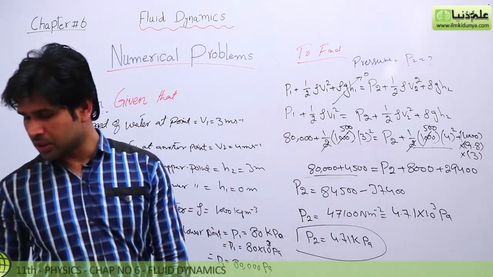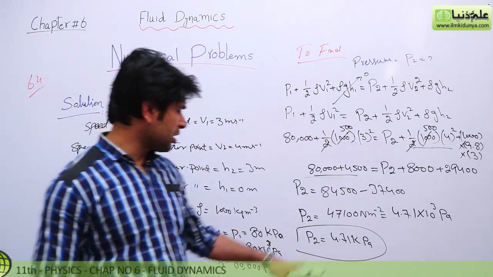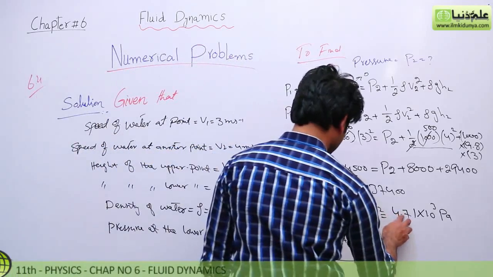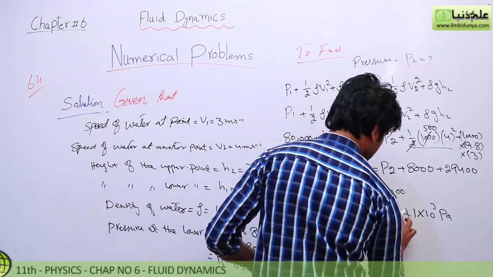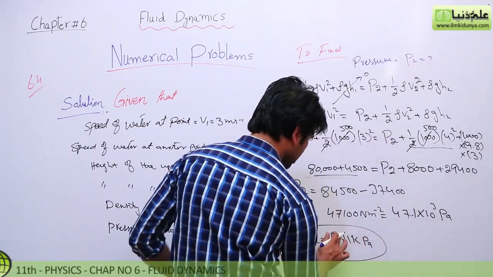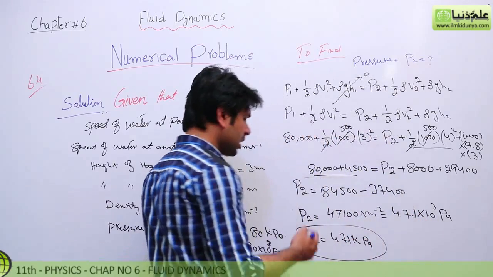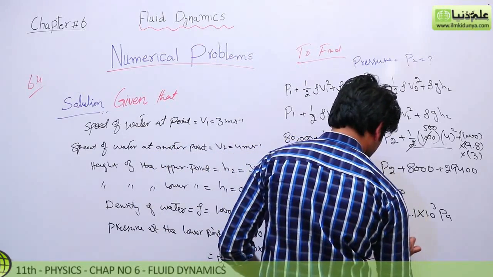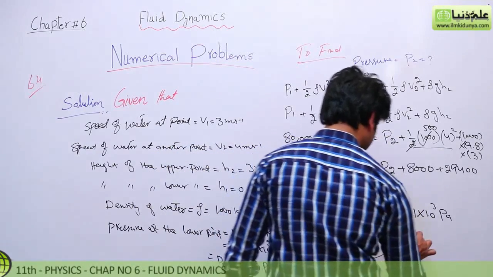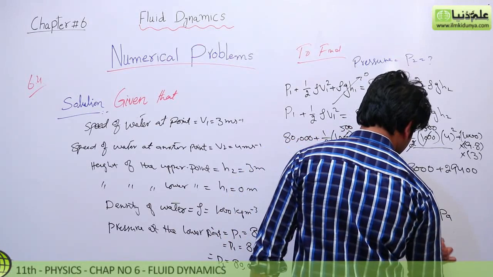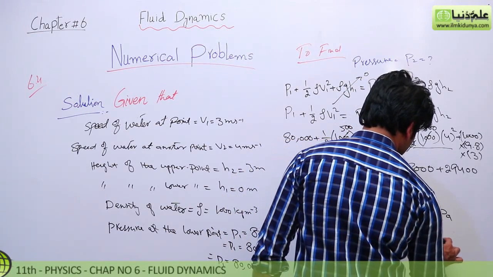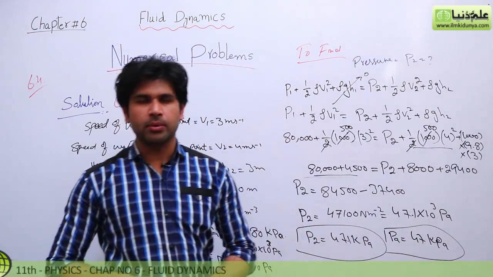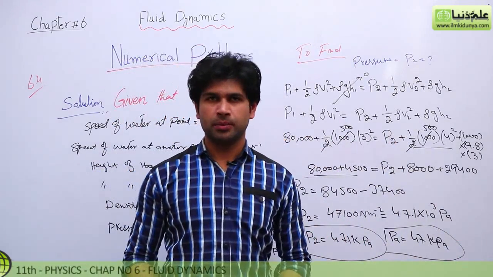So this is the answer in your book, which is only 47. Yes, 47.1, and you can write precisely by rounding off, we can have 47 kilopascal. So this is the answer of your numerical problem, and in this way you can solve this numerical problem.